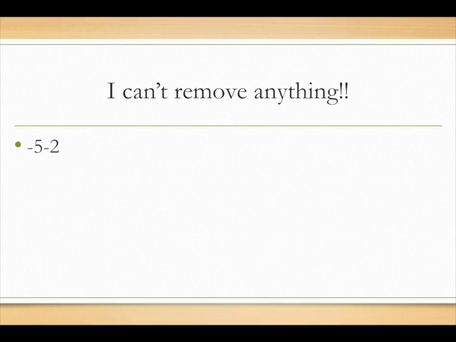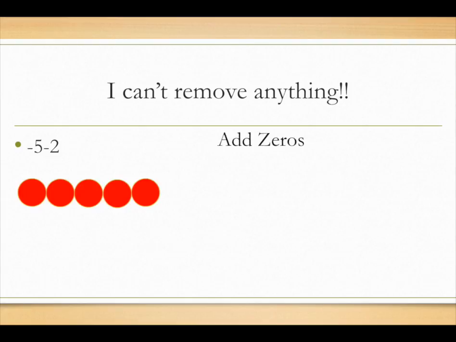Now, what happens if you can't remove anything in the visual that we saw above? So let's start with our 5 negatives. 1, 2, 3, 4, 5. And we want to remove 2 positives, but we don't have any positives. So what do we do? We add zeros, because adding zeros doesn't change the value of our original number. So let's add enough zeros so that we can take away 2 positives. There's 1 zero, there's 2 zeros. Now we have 2 positives that we can take away, so let's go ahead and take those away.